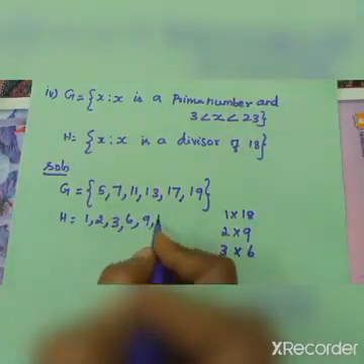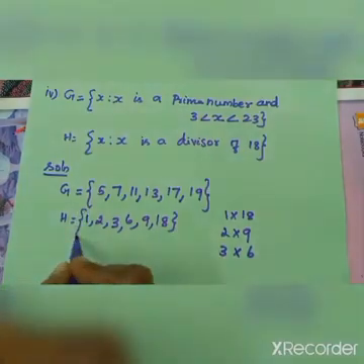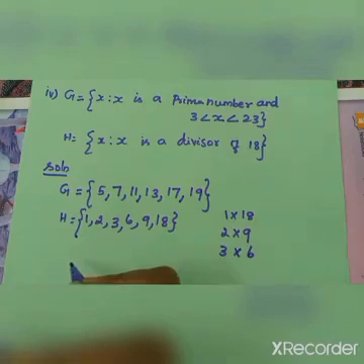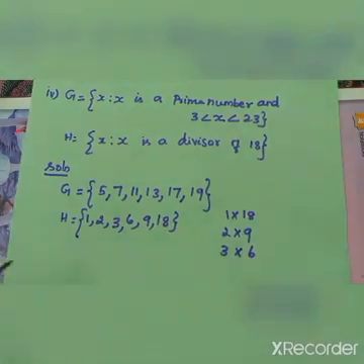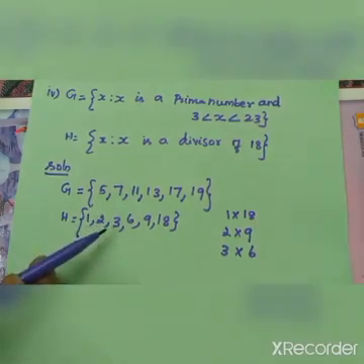9, 18. Now we can count the number of elements. The question is whether it is an equal set, an equivalent set, or an unequal set. First of all, we have to check whether it is an equal set. We know that equal sets have the same elements. Are they the same elements? No, different elements. So it is not an equal set.